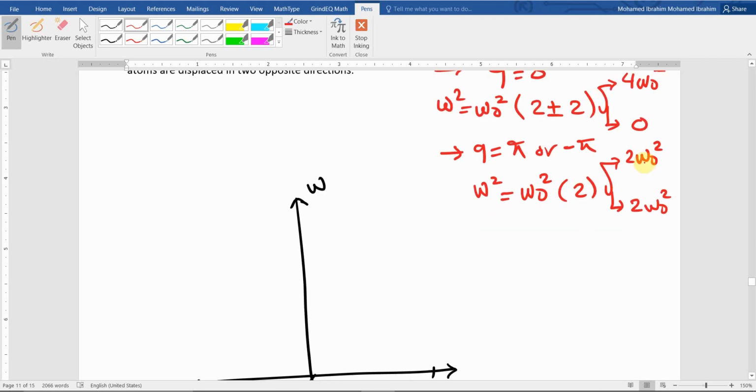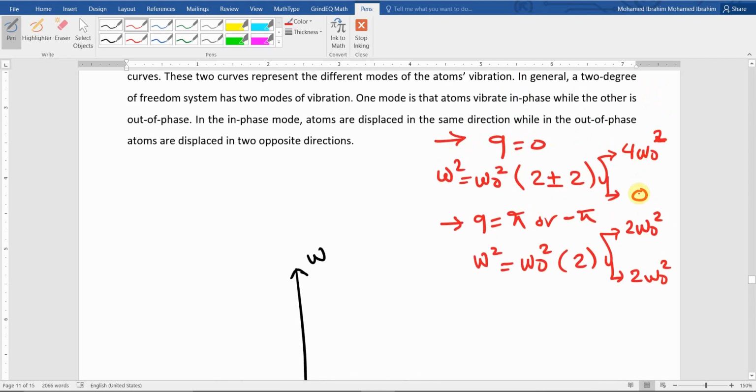So let us focus on the first mode. Usually the first mode is the mode with the lowest natural frequency. So this should be the first mode, and this should be the second mode. They are identical for the case that Q equals pi. So let us focus on the first mode, that it changes from 0 to 2 omega 0 square at pi.